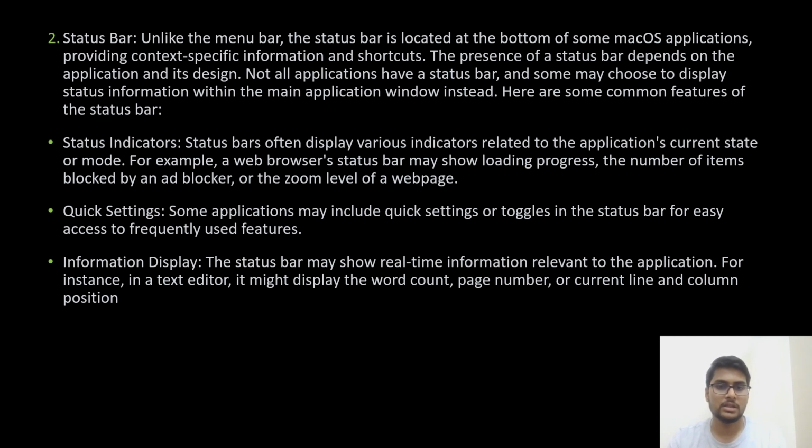Status indicators. Status bars often display various indicators related to the application's current state or mode. For example, a web browser status bar may show loading progress, the number of items blocked by an ad blocker, or the zoom level of a web page. Quick settings. Some applications may include quick settings or toggles in the status bar for easy access to frequently used features. Information display. The status bar may show real-time information relevant to the application. For instance, in a text editor, it might display the word count, page number, or current line and column position.